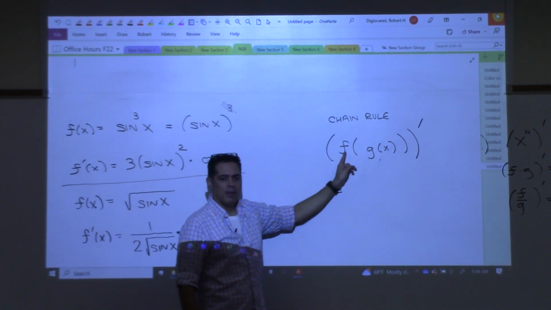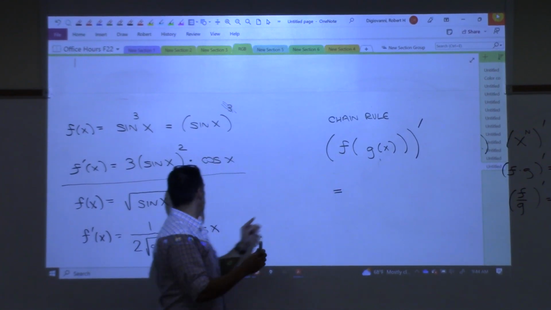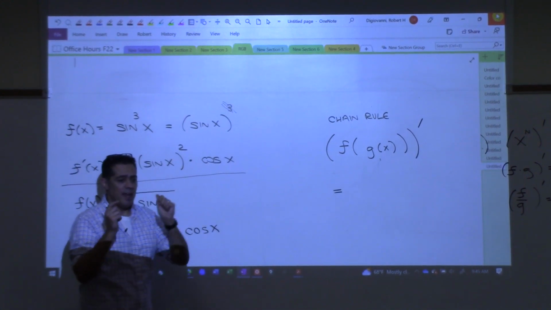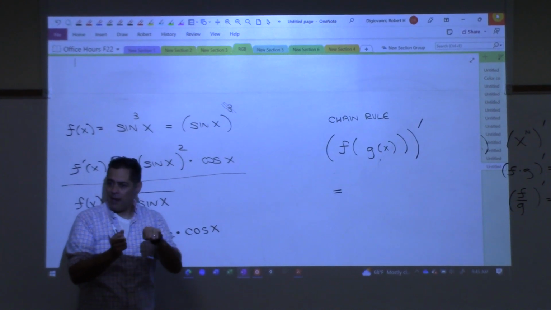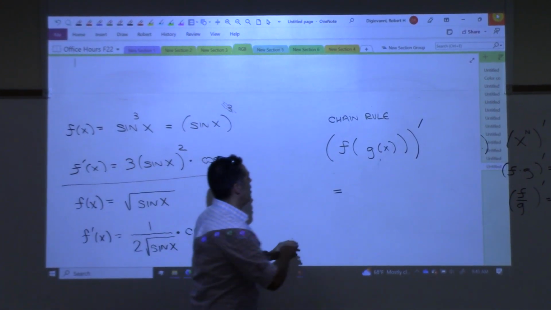What's the outer function? F, right? So when we differentiate using chain rule, we always start with the outer, right? Because remember, you did like the square root before you did the sine. So you always start with the outer, and you take its derivative, right? And inside of it, you put the inner function, but you don't touch it. So what would that be for us?